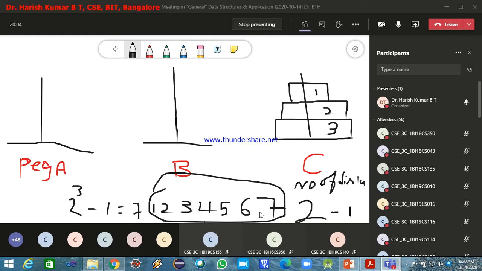Do people understood? Yes, sir. Okay. Say for example, if I have 4 disks, how many moves do you require? 2 raised to 4 minus 1. That is, totally 15 moves are required for you to transfer the 4 disks from peg A to peg C using B as auxiliary. Clear?